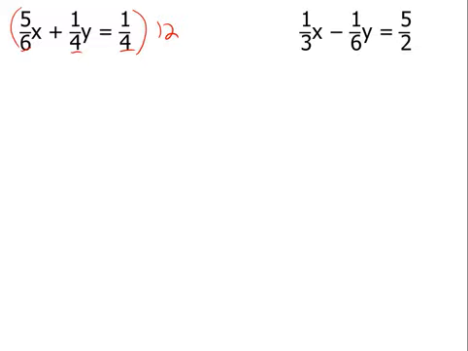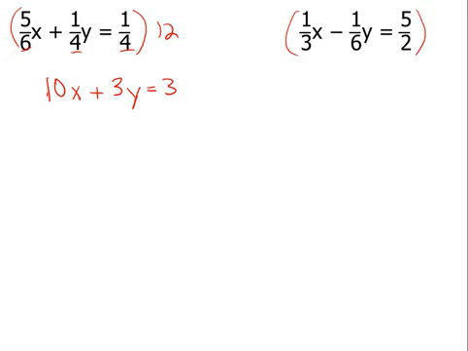12 times 5/6 x. Divide first. 12 over 6 is 2. 2 times 5x is 10x. Plus a quarter y times 12. Well, a quarter of 12 is 3, so that's 3y. Equals a quarter of 12, which is 3. Very good. That's the first equation.